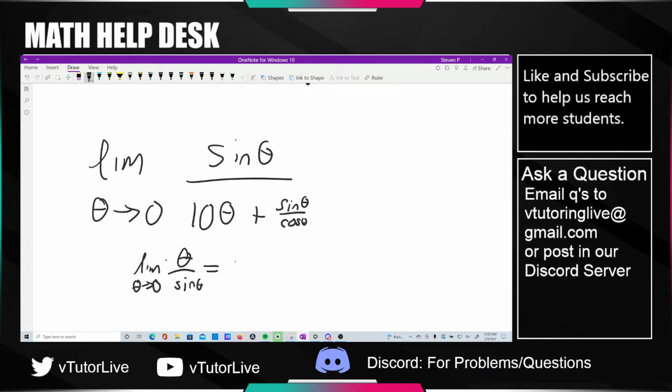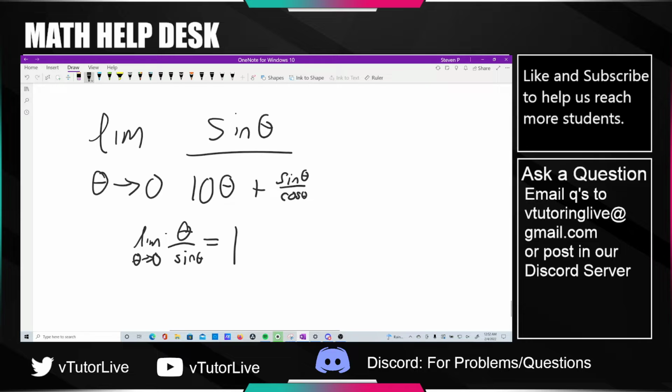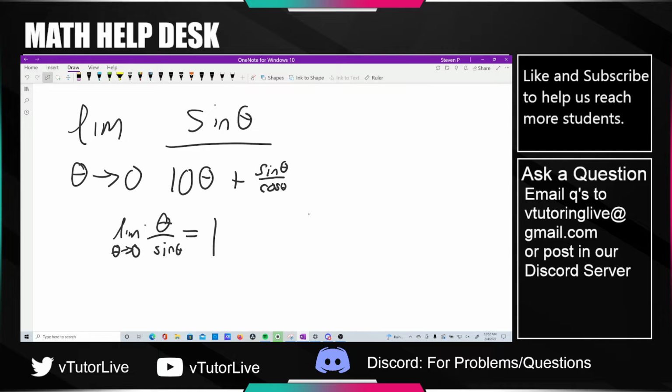No, I haven't learned that one. That's perfectly okay. It's 1. And I'll give you a very brief intuitive explanation. If sine theta looks kind of like this, it kind of looks like that.